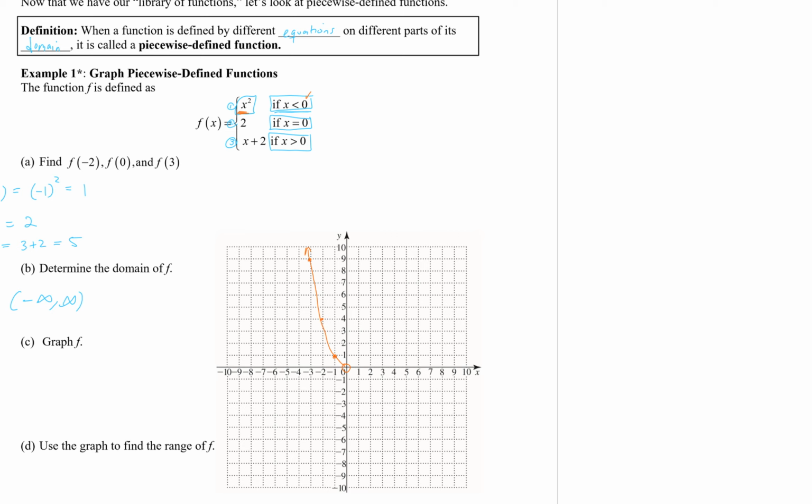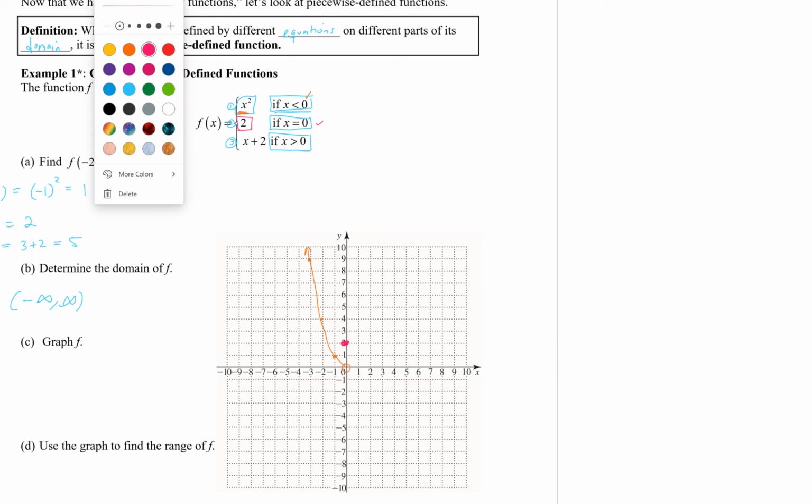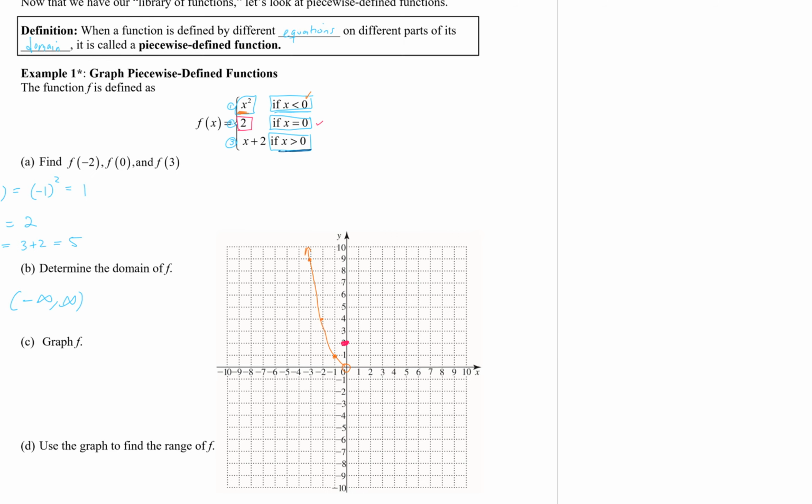Now the second equation. The second one says x equals 0. So what does that mean? That means when x equals 0, I'm going to graph this equation. No, that's just a dot. It's 2. So I put a dot on 2. Done. Now I graph the last one, which I'll do in dark blue. This says when x is greater than 0. So I still plug 0 into the starting point.